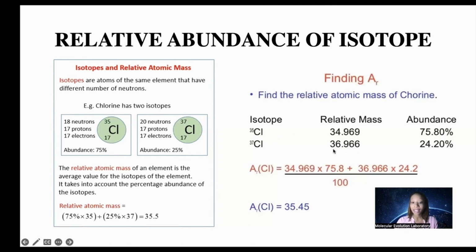The relative atomic mass of chlorine-37 is 36.966, with a percentage abundance of 24.20%. If you multiply the relative atomic mass by the percentage abundance of each isotope and divide by 100, you get the relative atomic mass of chlorine.